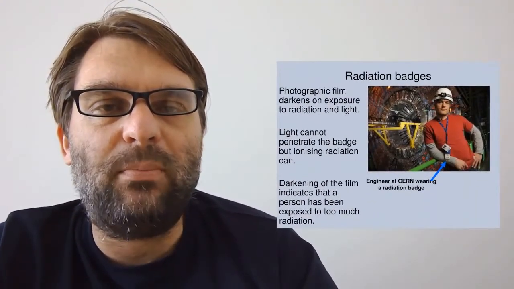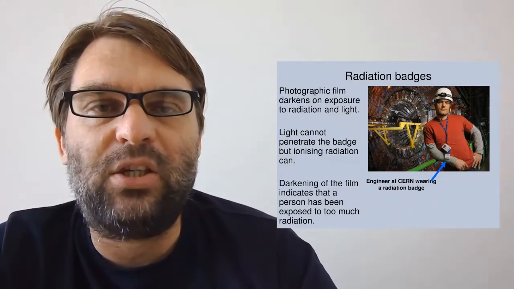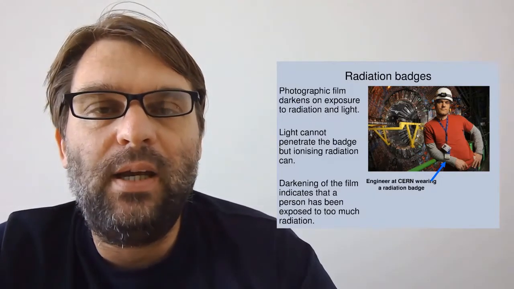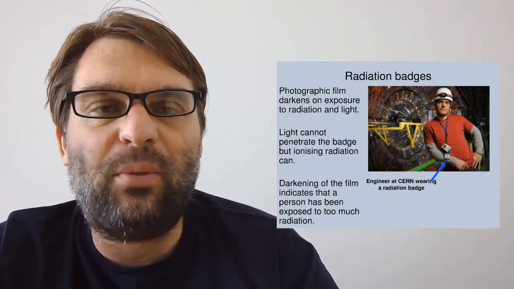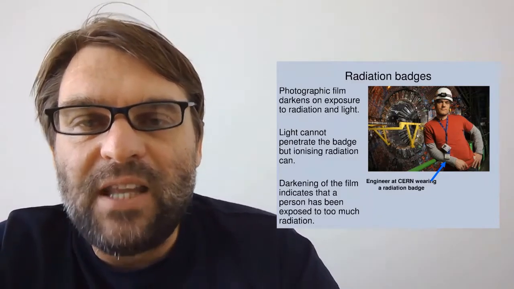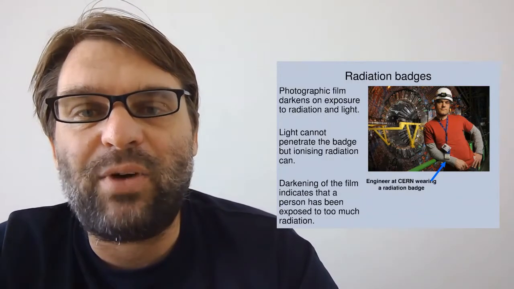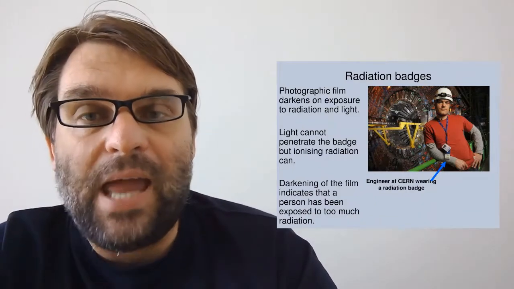Okay, so radiation badges are essentially photographic film which turn black on exposure to radiation or light. But because light cannot penetrate the badge, ionizing radiation can. So if the badge begins to darken, it means there is ionizing radiation about, so you need to get out of there.